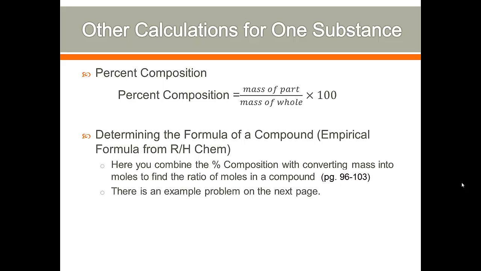The other one is determining the formula of a compound. When we talked about this in our previous course, we described this as an empirical formula. And here you combine the percent composition idea with converting mass into moles to find the ratio of the moles in a compound. Just like we say there are 2 moles of H for every 1 mole of O in water, that works the same for all other compounds as well.